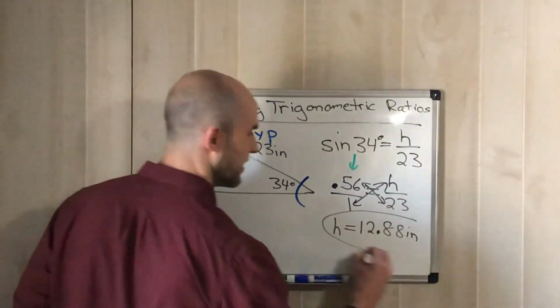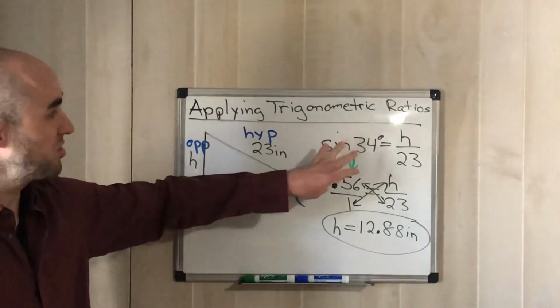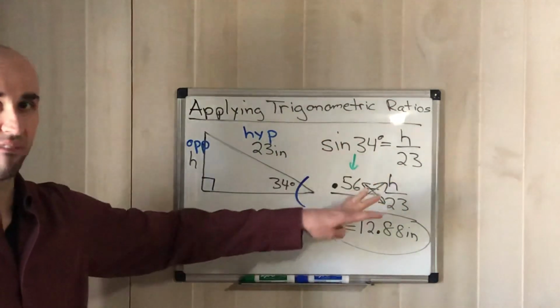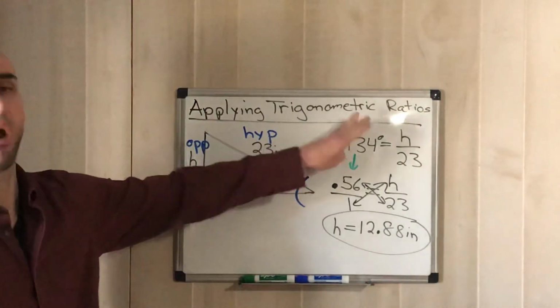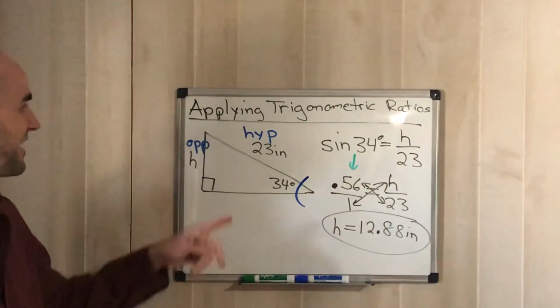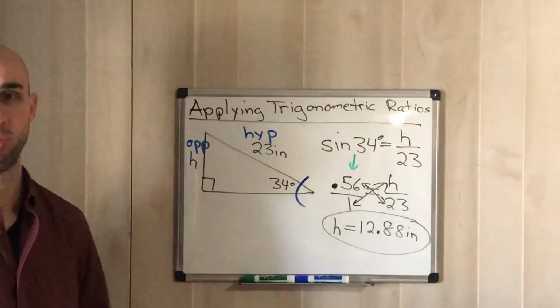And that's it, guys. Again, just getting comfortable with being able to set it up. Because once you set it up, it's easy to solve, guys, by turning it into a proportion and cross multiplying. But always remember, in order to figure out which one you're going to use, sine, cosine, or tangent, be sure to analyze the information based on the angle that we're given, okay?